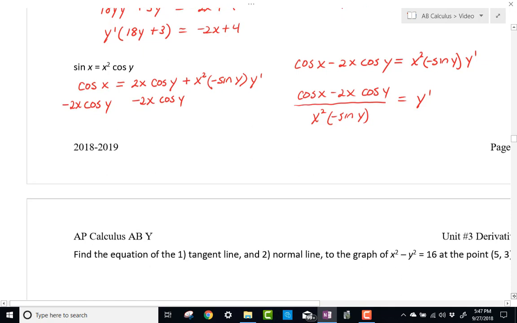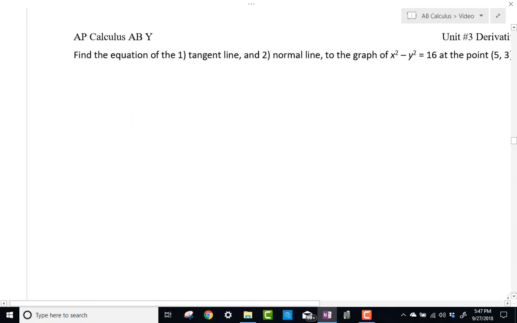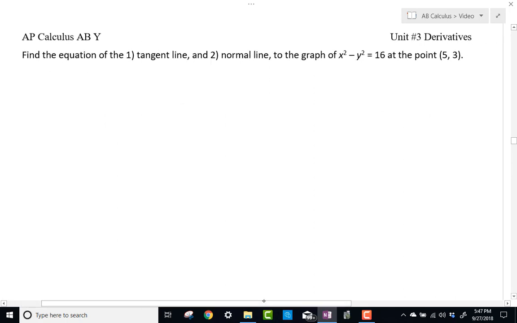Okay, let's see what we got going on the next page here. Looks like we need to scroll over a little bit. It says, find the equation of the tangent line. Ooh, goody, a tangent line. What does a tangent line mean? A tangent line means a point and a slope. So number one, I need a point and I need a slope. And then number two, it says find the equation of the normal line. Well, we'll talk about the normal line, but basically a normal line means it's perpendicular. So we'll worry about that after we have our tangent line.